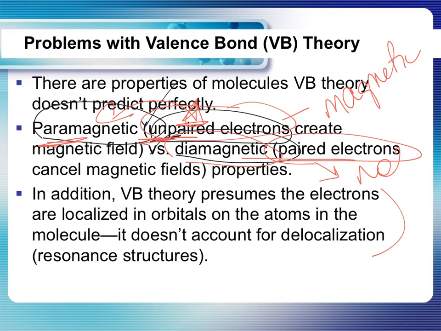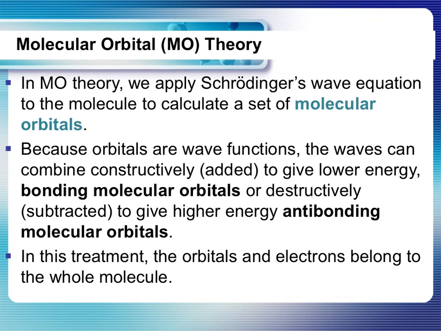Just kind of a quick mention. Valence bond theory makes hybrid orbitals that are just kind of separate from one another. In molecular orbital theory, the molecular orbitals are huge, and they're kind of spread over the entire molecule. So we say that the electrons in a molecular orbital are delocalized or spread out. And that explains some properties better too.